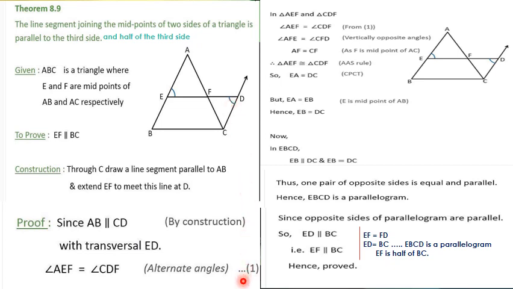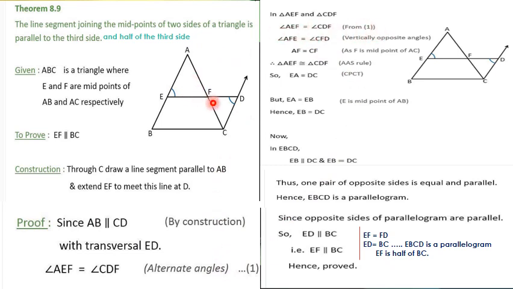Give it as equation number 1 and keep it ready. Now consider triangle AEF and triangle CDF, that is this triangle and this triangle. Already we know that this pair of angles are equal because they are alternate angles from 1. So we will write those angles and give the reason as from 1.